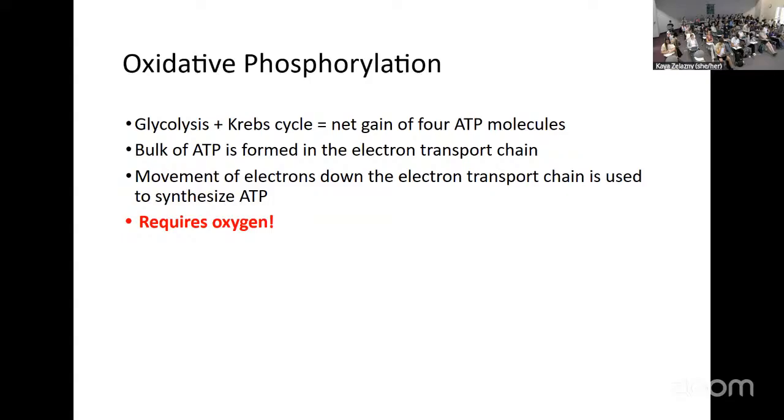This is using this structure called the electron transport chain. So when we're thinking about the electron transport chain, what we're going to be thinking about is having electrons, that's the name, moving down a series of proteins embedded in one of these locations we just talked about. We're going to be using them to synthesize ATP. So this is the step that's going to require oxygen.